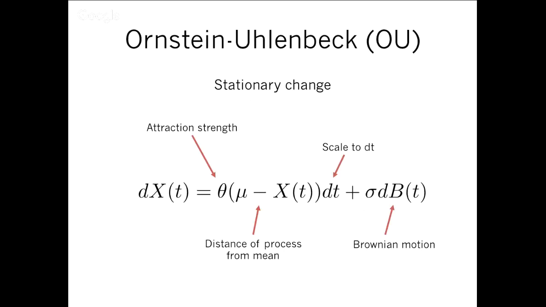Now we have an attraction strength, how rapidly the lineage is attracted to an optimum. That's theta here. We see that there's this deterministic component that essentially is the distance of the process from the mean. And as a lineage, x of t, strays from an adaptive optimum, mu, the process will be drawn back towards that optimum. And the distance it's drawn is in proportion to the increment of time you're looking at. And then finally, on top of this deterministic process, we have this stochastic Brownian motion component.